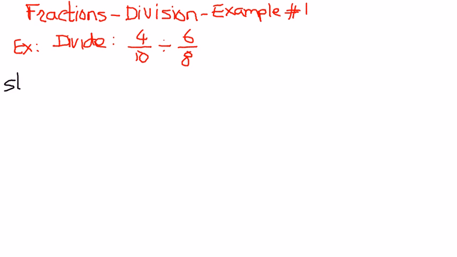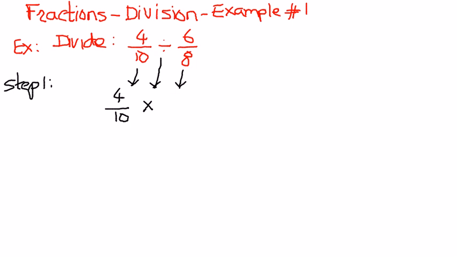Step number 1. In here, we write the first fraction as is. The first fraction, what is given to us, is 4 over 10. As a second step, we're going to convert this division symbol into a multiplication symbol, and then write the second fraction to the right of the division as its reciprocal.